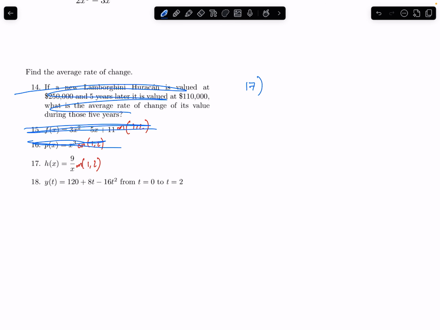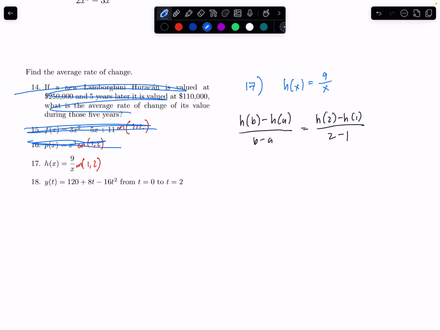16 is done. On to 17. H of x is 9 over x. Again, on the interval from 1 to 2. So we're looking at the average rate of change, h of b minus h of a divided by b minus a. In this case, we're looking at h of 2 minus h of 1 divided by 2 minus 1.